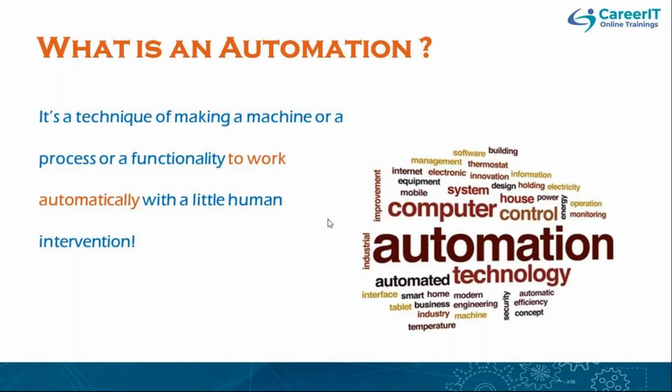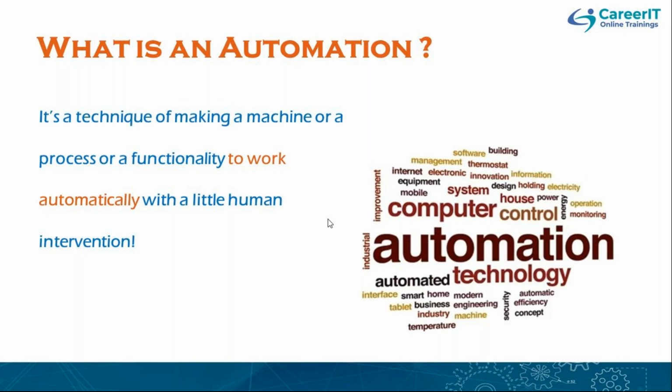Why did I mention little manual intervention? Because before making any particular functionality or machine or process work on its own, we need to write something, we need to write a technique, right? That's where we need some manual intervention. And also, once the entire automation is ready, to run it or schedule it or whatever.